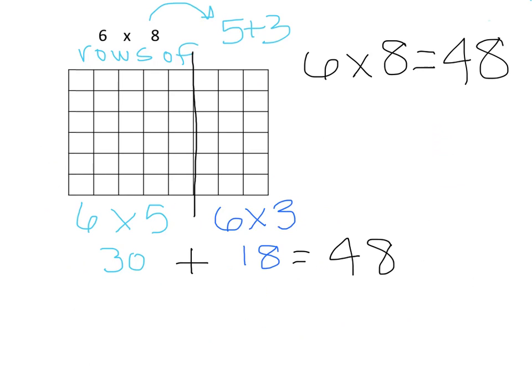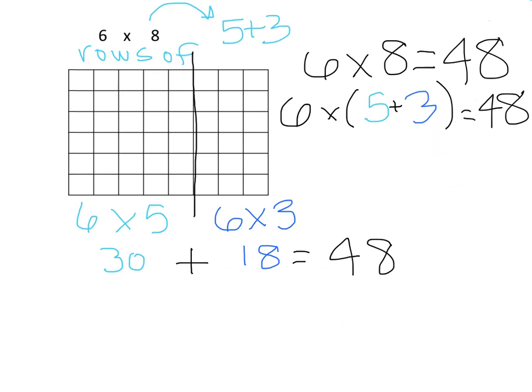Now, we didn't really solve 6 times 8. We broke 8 apart. So watch how we're going to write that. 6, and we thought of 8 in a different way. We thought of 8 as 5 and 3. And that is 48. But wait, we can even write that in a new way. Here's where we're going to look at the distributive property.